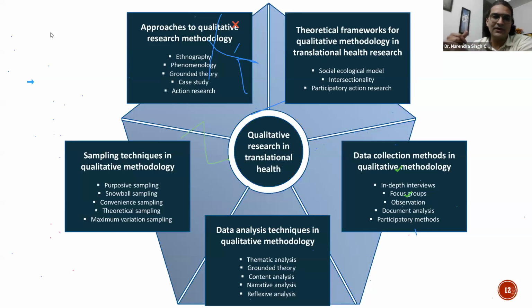Then there's grounded theory. Grounded theory is largely about how theories evolve. So theories are largely evolved with the help of grounded theory. That means you have already collected, or you are conducting, the qualitative research.